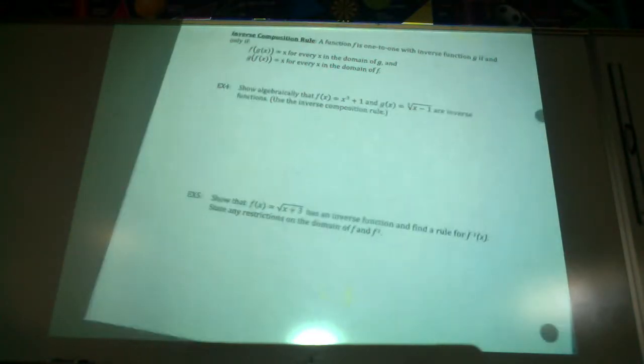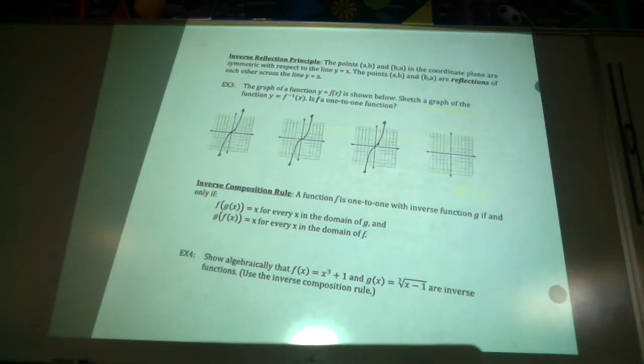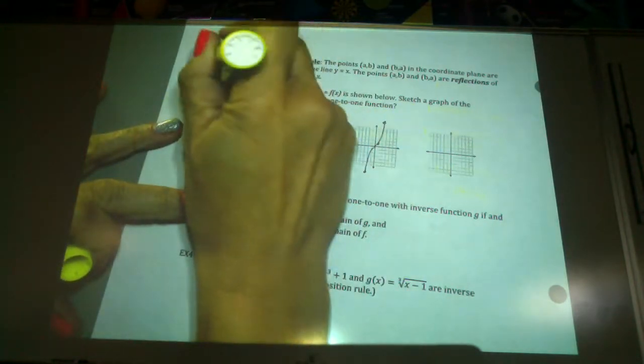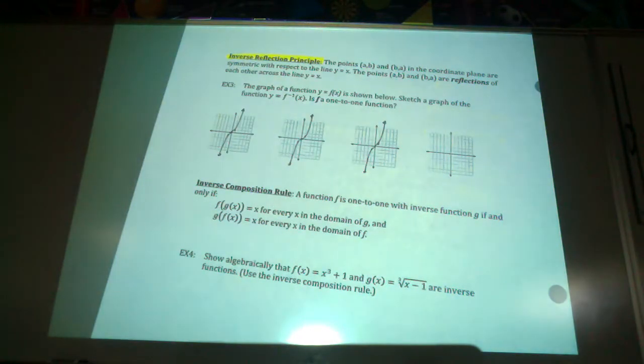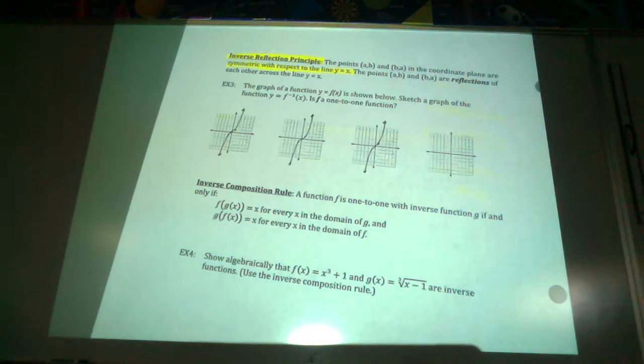Let's find the inverse graphically. So I put the inverse reflection principle on here only so that you could see why we're doing this graphically this way. The points (a, b) and (b, a), by definition, those points are inverses of each other because the x and the y are switched. In the coordinate plane they are symmetric, and this is the important part, symmetric with respect to the line y equals x.